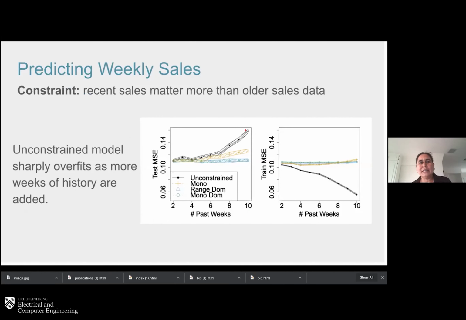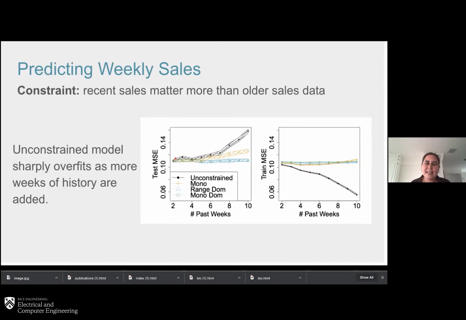Here we're predicting weekly sales. This is a public data set, so I think it's in the paper. And here we're just imposing the constraint that recent sales matter more than old sales. Okay, so on the left here, actually let's start on the right, which is our trained MSE. And we look at this black model, the unconstrained model. What you see is if you add in more features about the past week data, the trained MSE goes down. So the model is fitting better the more features you give it, right? And that's how it should be.